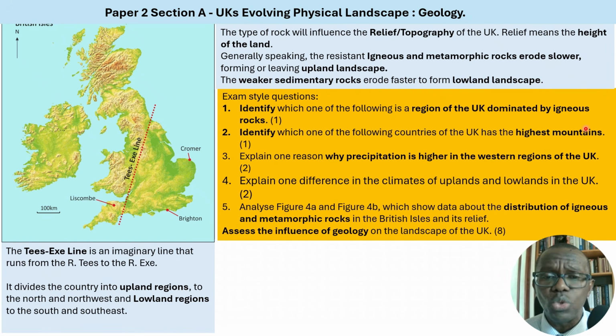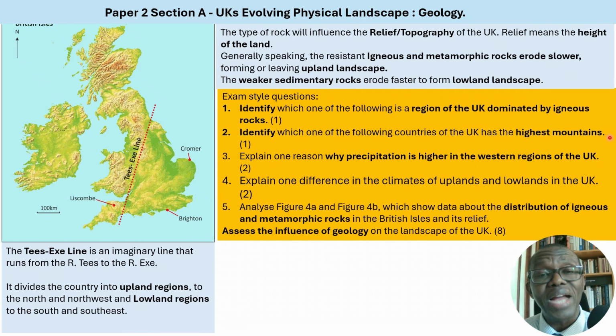Then identify which one of the following countries in the UK has the highest mountains. Again, that is Scotland. Then explain one reason why precipitation is higher in the western regions of the UK. Now, that particular question has to do with the relief and relief rainfall as a result.